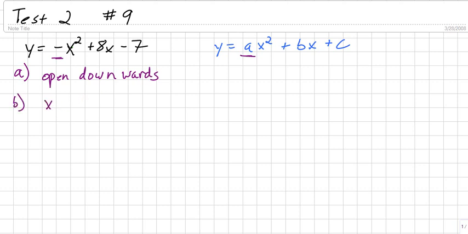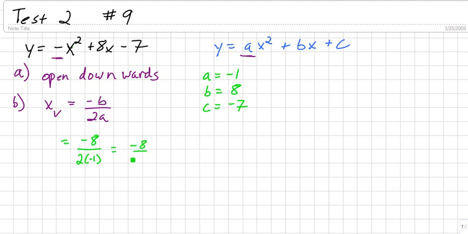Remember, the formula to find the x-coordinate of the vertex is negative b over 2a. In this case, our a value is negative 1, our b value is 8, and our c value is negative 7. Plugging this into the formula, our x-coordinate equals negative 8 over 2 times negative 1, which comes out to negative 8 over negative 2, or simply positive 4.